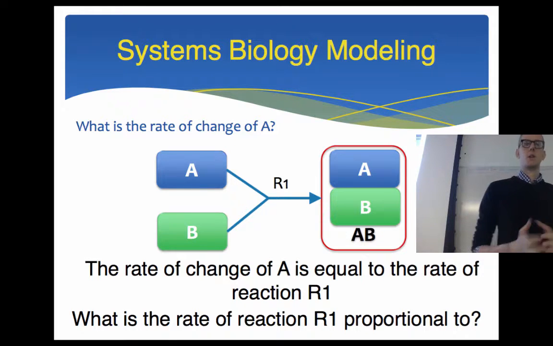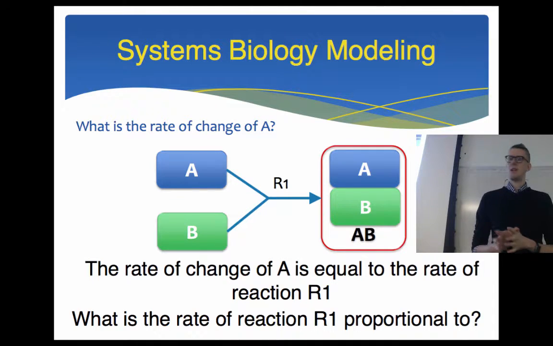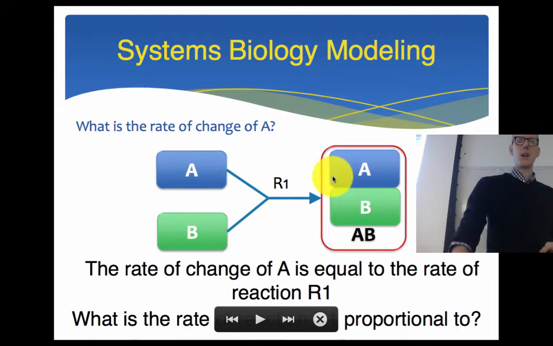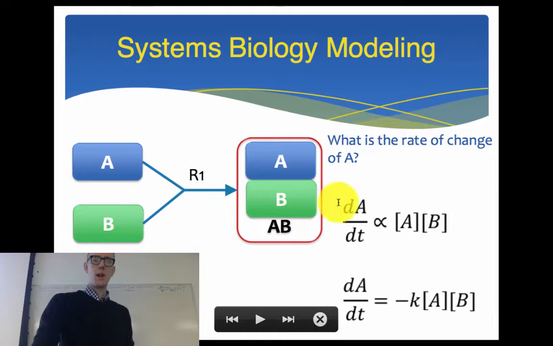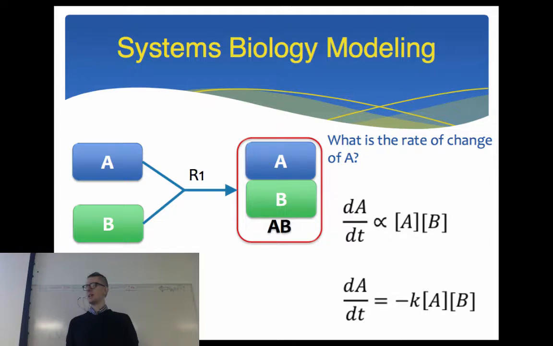What do we know about this reaction? What do we know about the rate of change of, for example, protein A? Well, we know that A is going to change at a rate proportional to R1. So the faster the reaction goes, the more of A is going to be taken up into the complex. So what determines this rate R1? Well, this is when we begin to use some loose mathematical notation. We know that the rate of change of A is going to be somewhat proportional to the amount of A and B in our system.